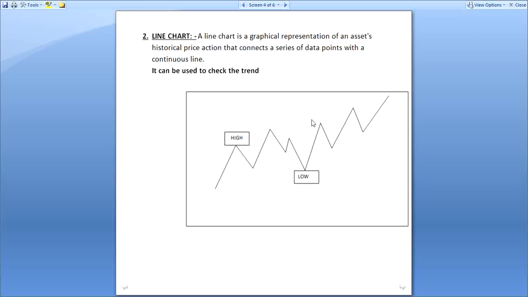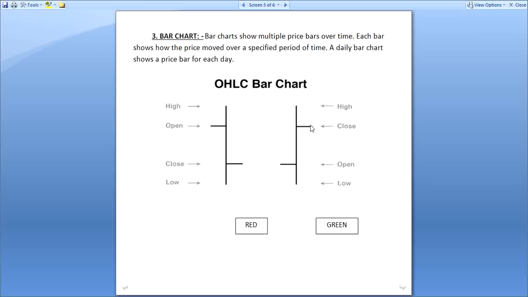But don't underestimate the line chart. And the next is the bar chart. Let's see the definition. A bar chart shows multiple price bars over time. Each bar shows how the price moves over a specified period of time. A daily bar chart shows the price bar of each day. OHLC bar chart: what is OHLC? Open, high, low, close bar chart.